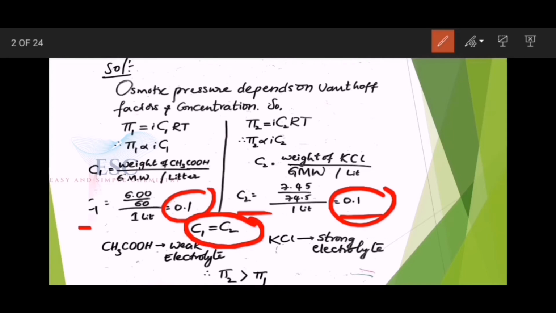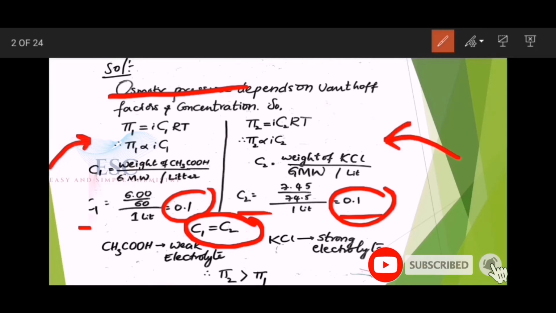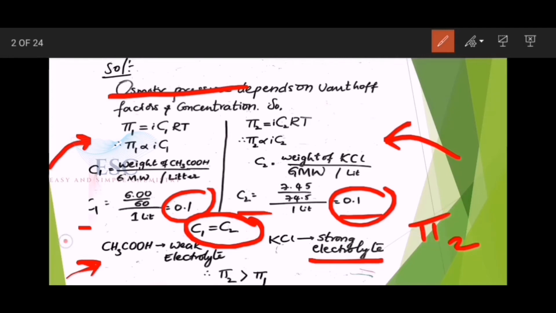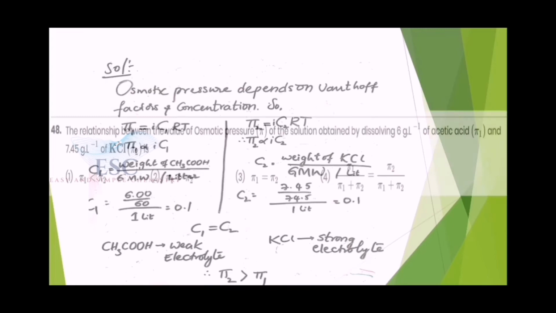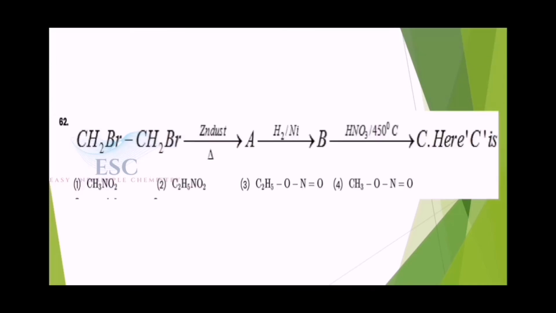Now how to compare the osmotic pressures of both these solutions? We know that acetic acid is a weak electrolyte and potassium chloride is a strong electrolyte. So it depends upon the strong and weak electrolyte. π2 is greater than π1. The osmotic pressure of potassium chloride is greater than that of acetic acid. Here π1 is less than π2. That is the right answer.